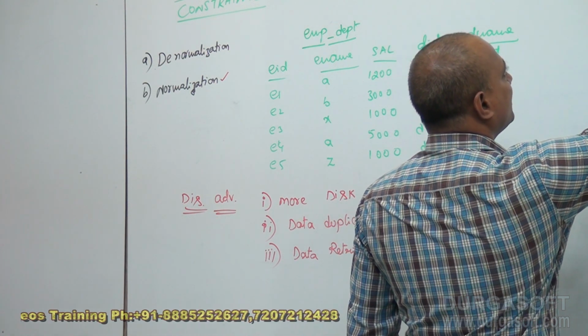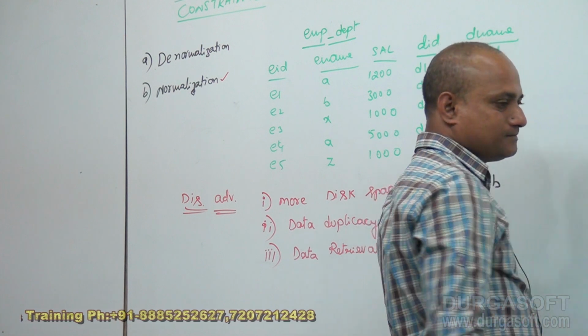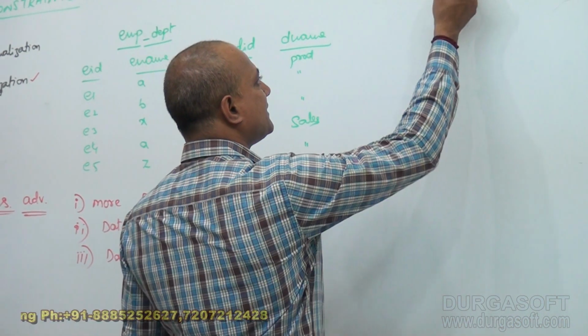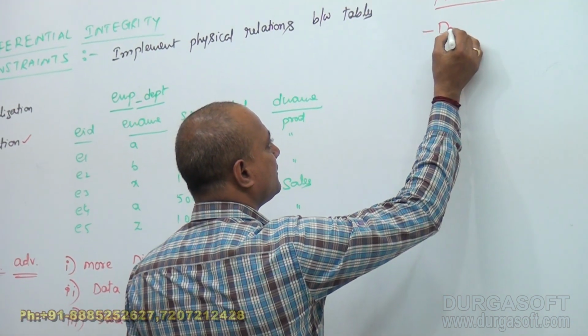Divide the big table into subtables. That is called normalization.